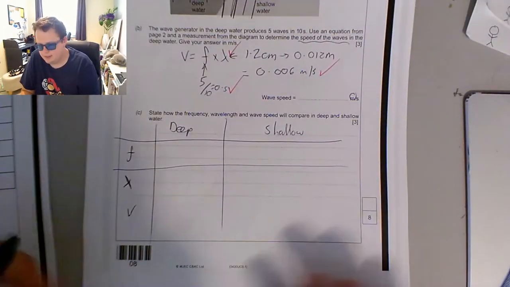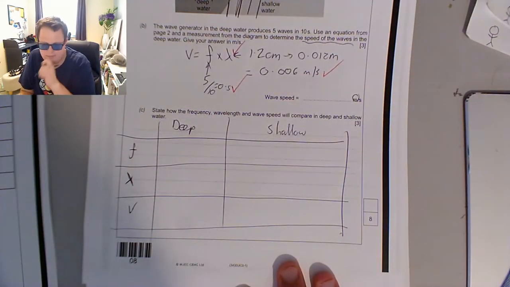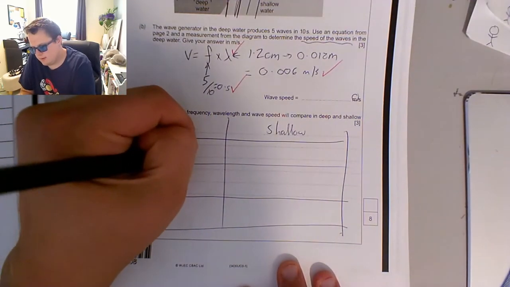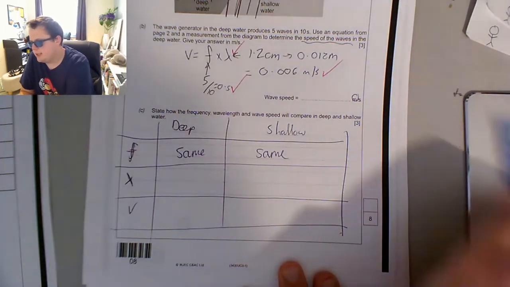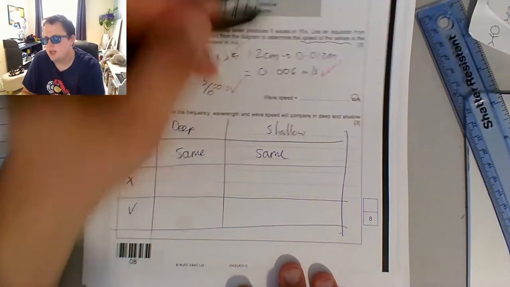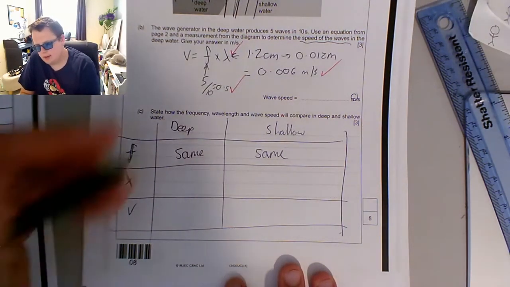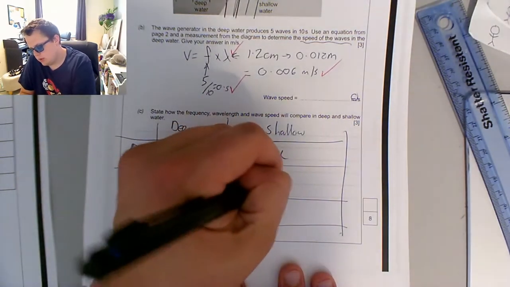See, you can see that. There we are, nice little table. You could use a ruler. I'm not going to need marks for any neatness, so this will do. So the frequency for both of these is going to be the same. Frequency doesn't change. We don't lose waves when we change from deep to shallow, so they've got to be the same. Now, in our deep water, this is going to be longer, this is going to be shorter.